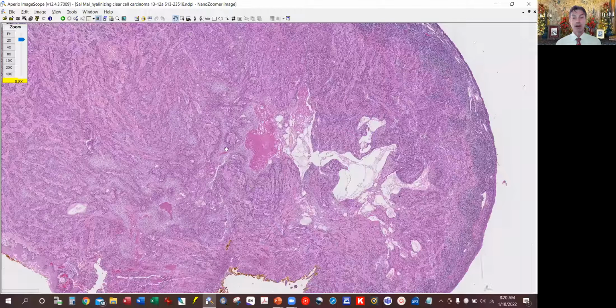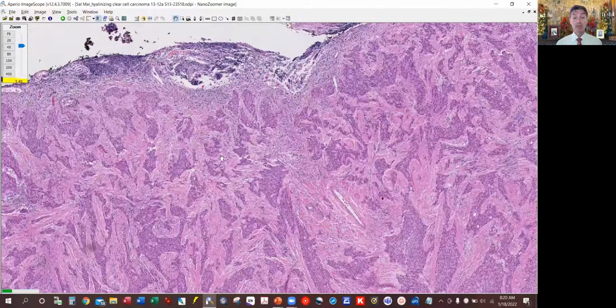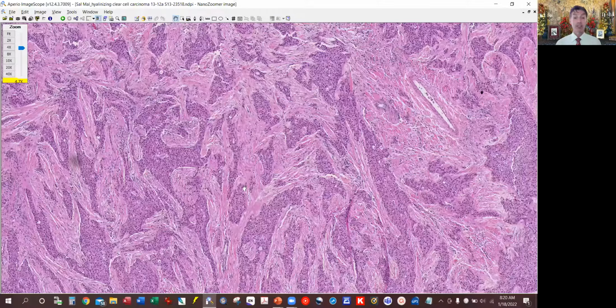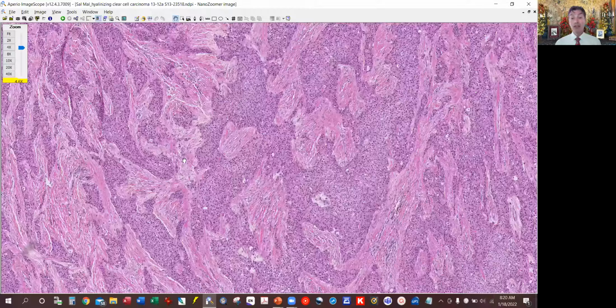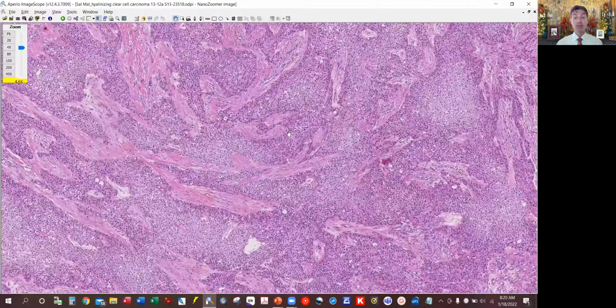When you go up to higher power, there is a very remarkable and well-developed sclerotic or acellular eosinophilic fibrosis. It is quite hyalinized, no matter where it is that you look in this particular example. And then as you look at the neoplastic proliferation, I think that you can tell that there are a variety of different components.